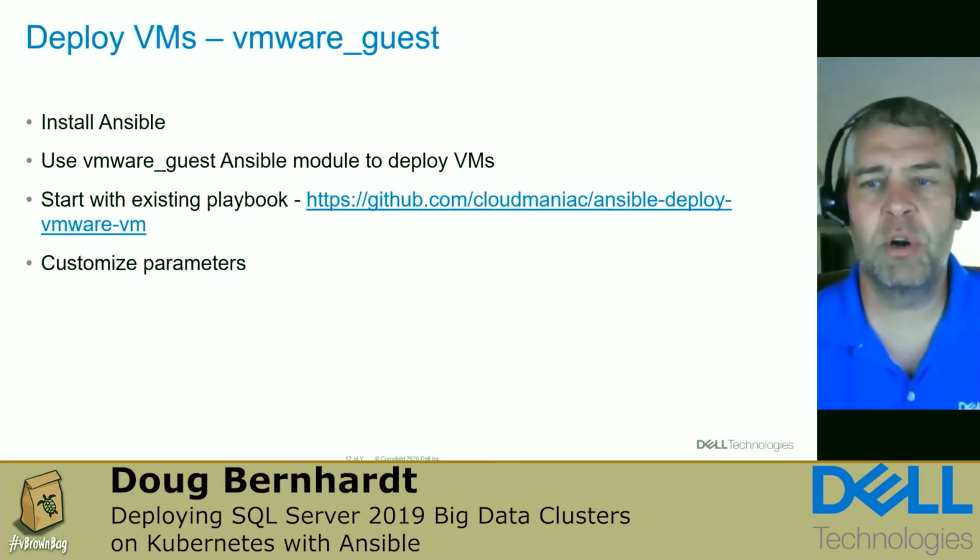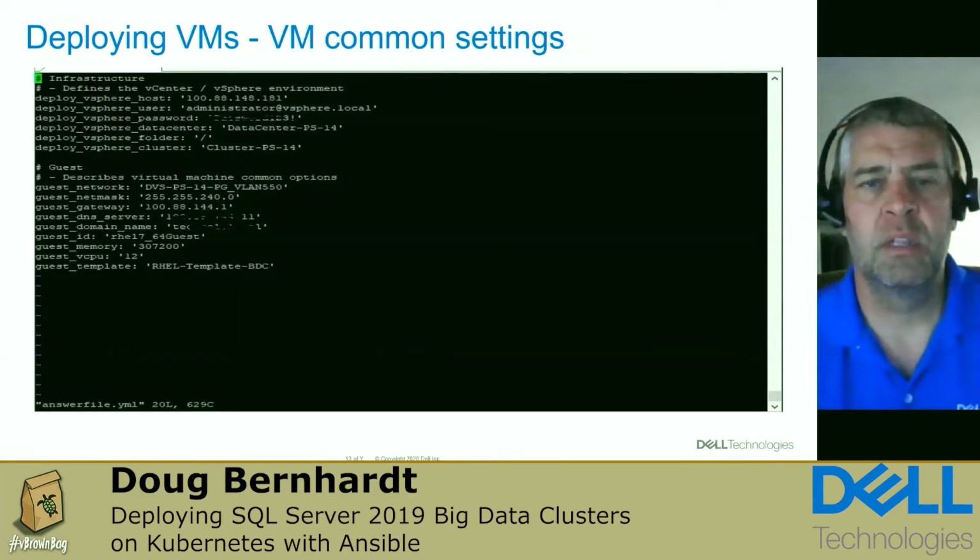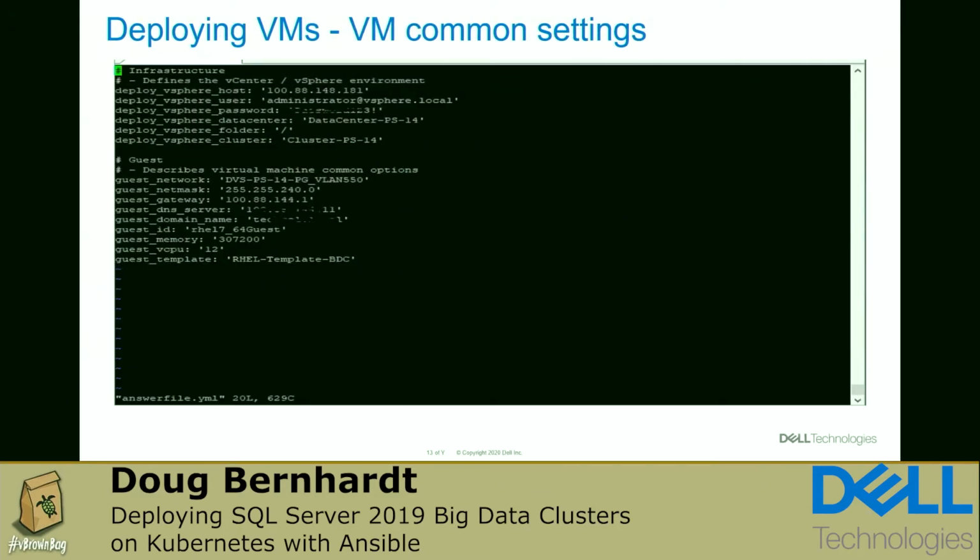I happen to find one to start with on GitHub that you can pull down as a starting point and simply customize the parameters, so that's what I'm using here. The way this playbook is written, I have two configuration files, one with the common settings and one with the settings for each VM. In this case, I'm using a file called answerfile.yaml to specify the VMware environment settings, as well as some common VM settings. As you can see, there's a section for my vSphere environment specified, as well as all of the common guest settings.